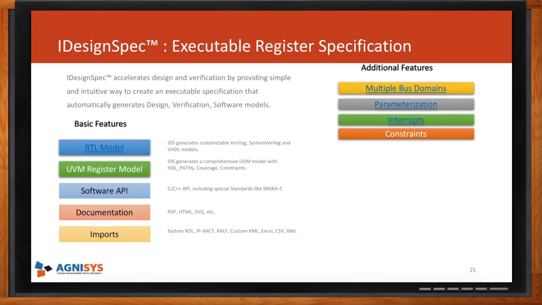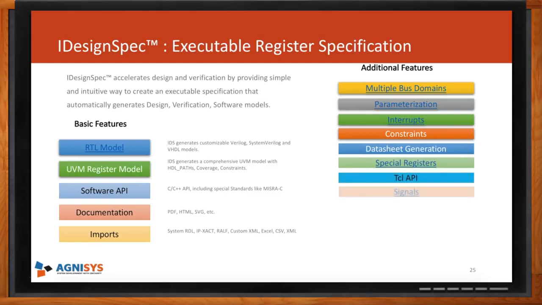Right. Then we have datasheet generation. Datasheet is becoming an important aspect. People want to have a customized datasheet for the registers. Yeah. And we really shine in the quirky or the custom or the special registers. Various types of special registers. Yeah. It's possible to generate various types of special registers.